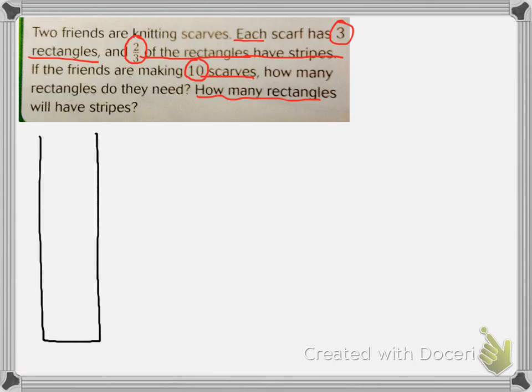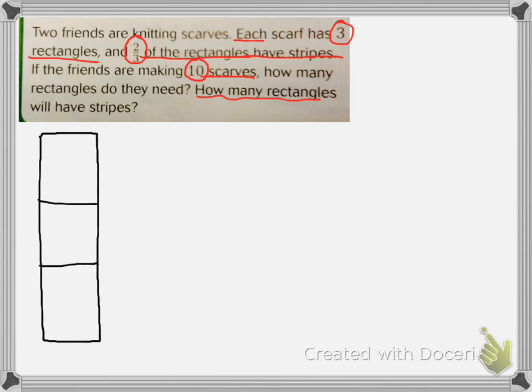There's my scarf. It's a little fatter this time. And I've got 3 rectangles, equal parts, right? And it says 2/3 have stripes. 2/3 of the rectangles. Well, if there's 3 rectangles, 2/3 would be 2 out of the 3.